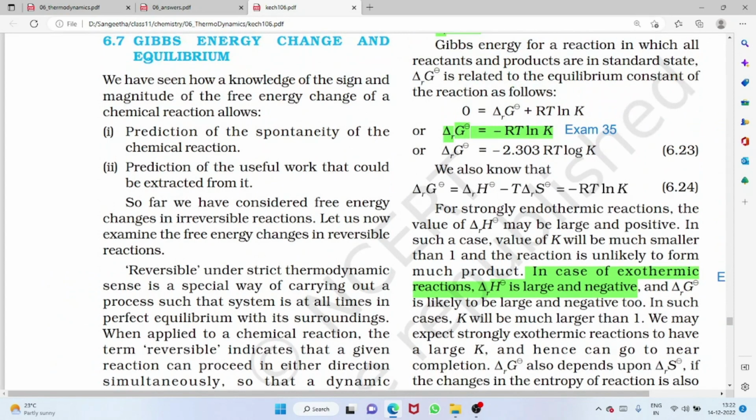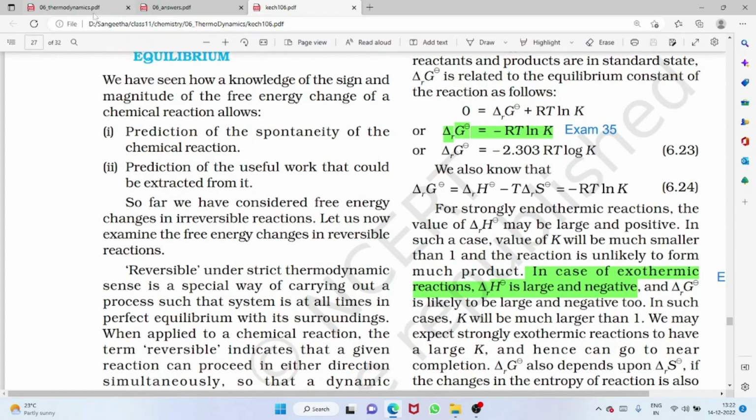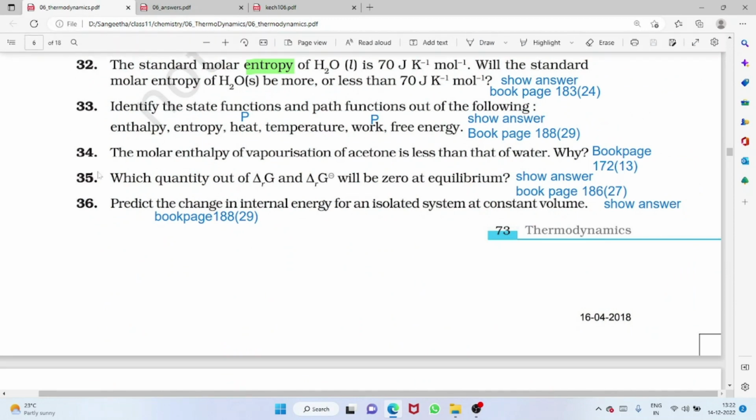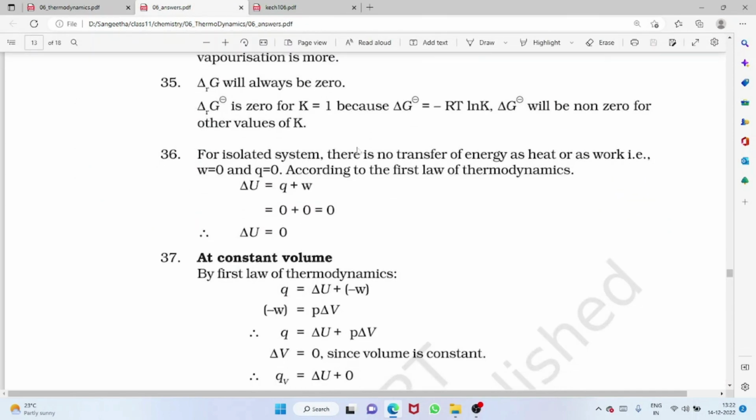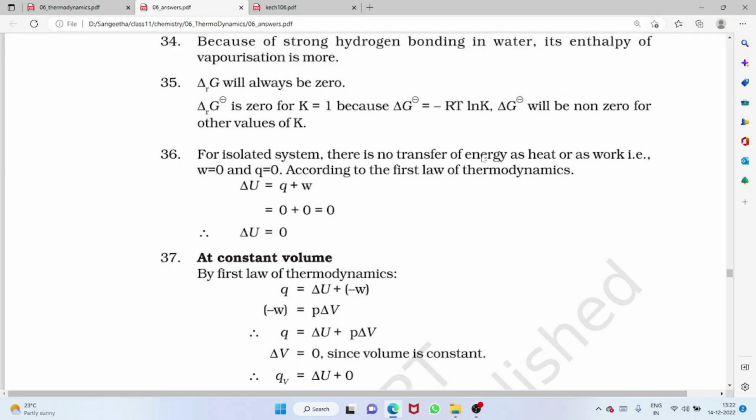So this is that formula. Predict the change in internal energy for an isolated system at constant volume. For an isolated system, there is no transfer of energy as heat or as work. So no work or energy transfer. So the change in internal energy, delta U, equals Q plus W, which is 0 plus 0, so delta U is 0. That is, the change in internal energy is 0.